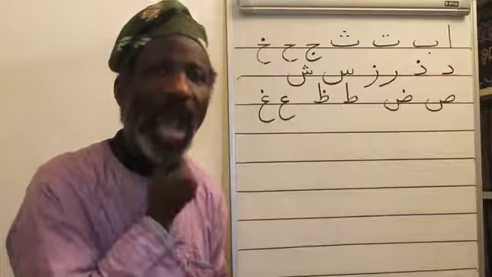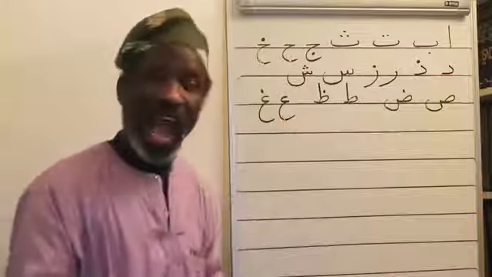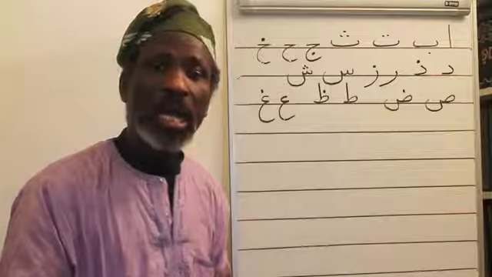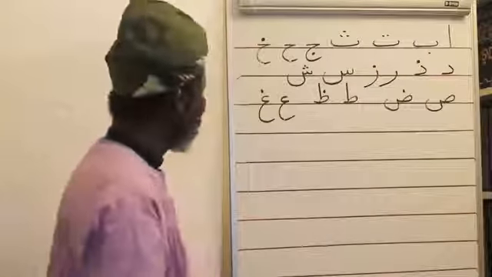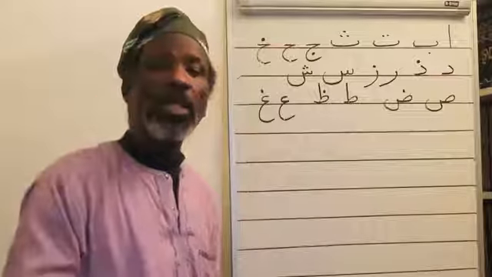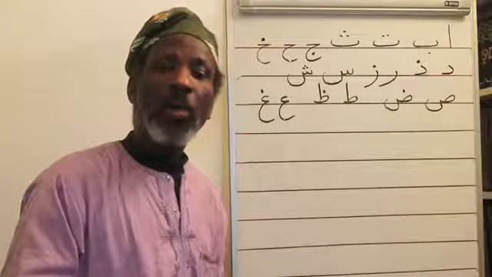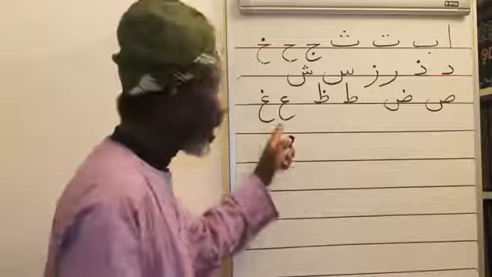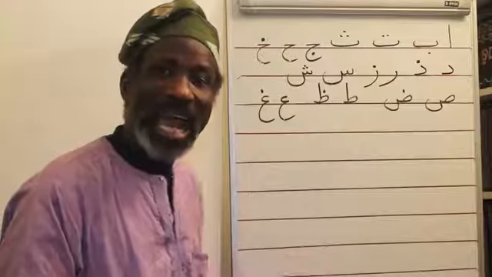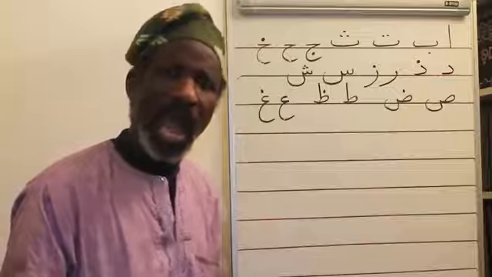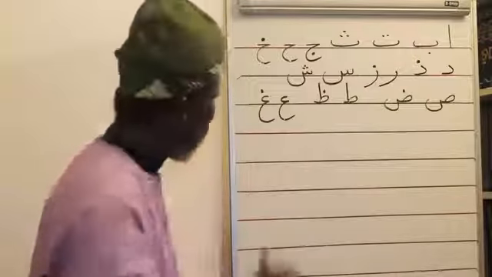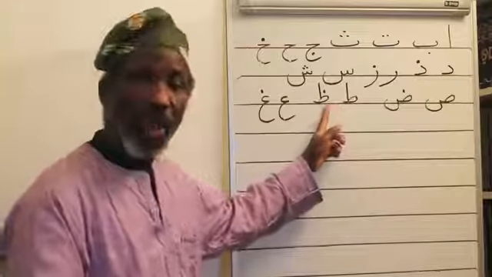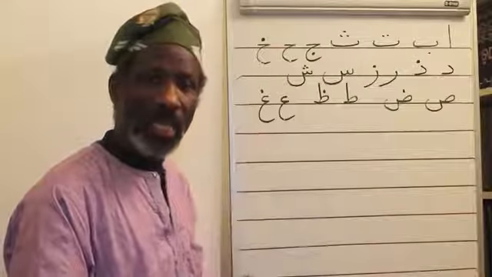Ain. Ain. Ain. And ghain. Ain. Ghain. As if when you put a liquid down your throat and gargle, you combine that with the ain. Ain, ain, ghain. Come on, have a go. Ain, ghain. Well done. So, ta, tha, ain, ghain.